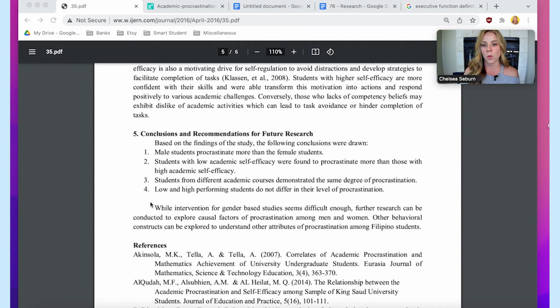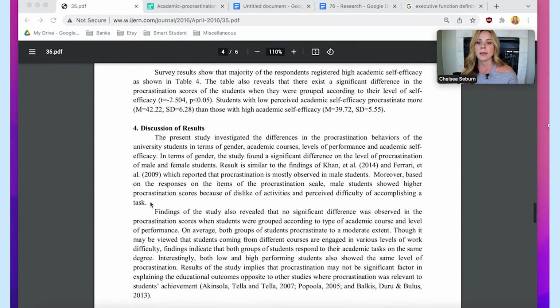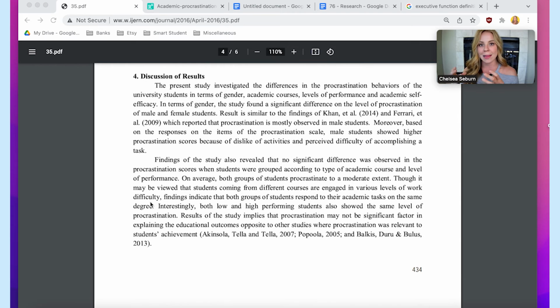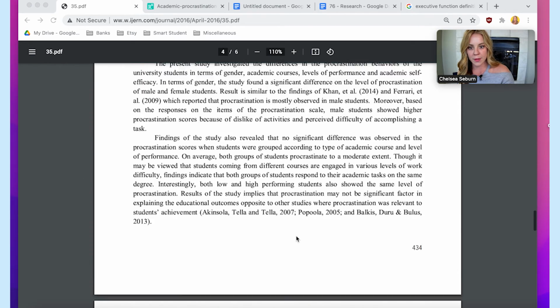If I like those 4 points and I do want to read more, the next thing I'm personally going to go for is the discussion. So I liked what was said in the conclusion. Now I want the discussion. This discussion is generally going to be the expanded version of the conclusion, where it's going to include the results and what the researcher deduced from those results. So then this is what I would read through.